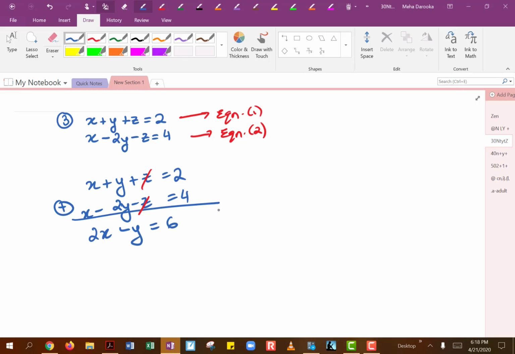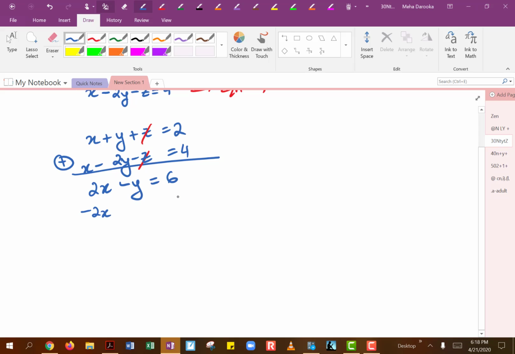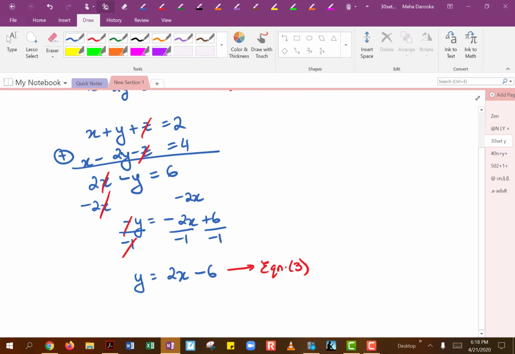Now if I were to rewrite this equation, I can start by moving that 2x to the other side. You're left with negative y equals minus 2x plus 6. To get rid of the negative on the y, we can divide everything by negative 1, and that will end up giving us y equals positive 2x minus 6. And we can call this equation 3.